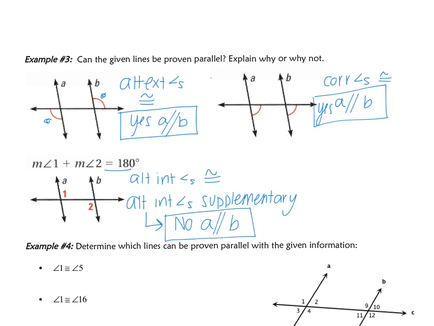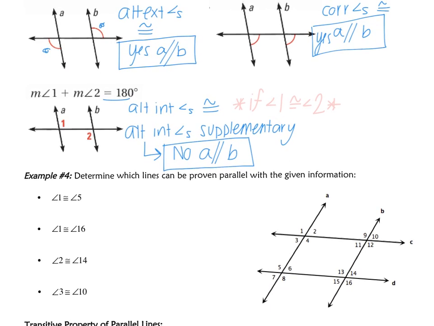You can only prove that this is parallel if angle 1 was congruent to angle 2, because those are alternate interior angles. This is very important that you understand. Okay, keep that in mind. Hopefully you see your mistake and we can move on from there.